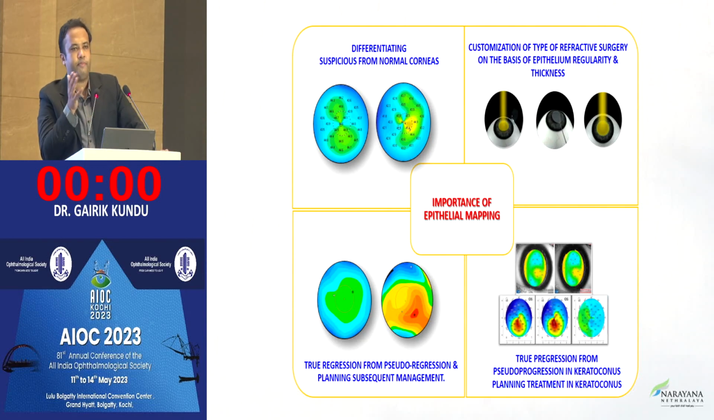Pseudo regression. So you get patients who are keratoconic. They have 2 time points. Sometimes you see pachymetry is stable, but there is steepening. In those cases, it's actually not true progression. It could be epithelium remodeling, which could be one of the causes in such cases.